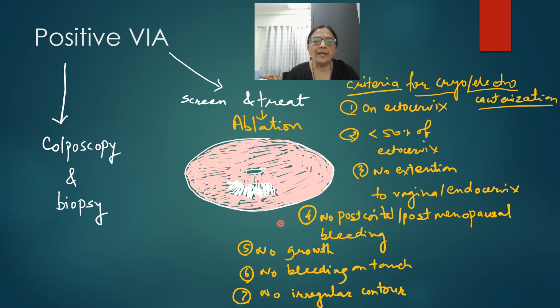If all these criteria are fulfilled, then we can proceed with the screen and treat approach in patients who are non-compliant, where in a single visit you do VIA and in the same visit you do ablation. It is mainly for low resource settings.